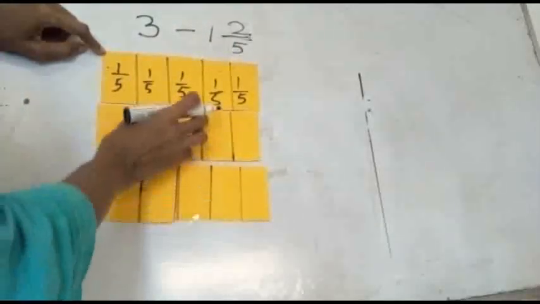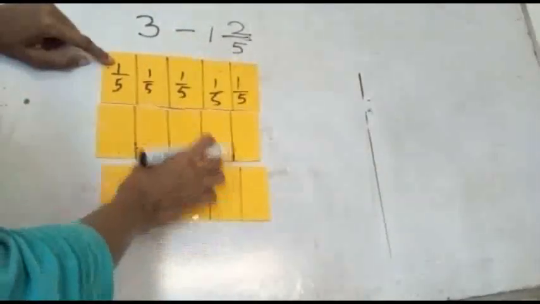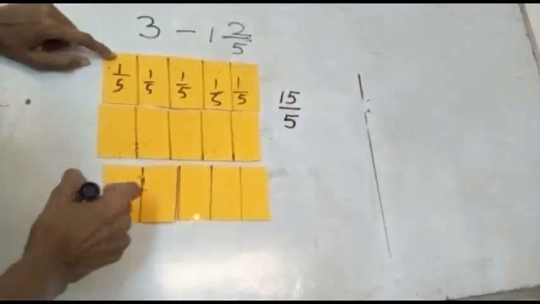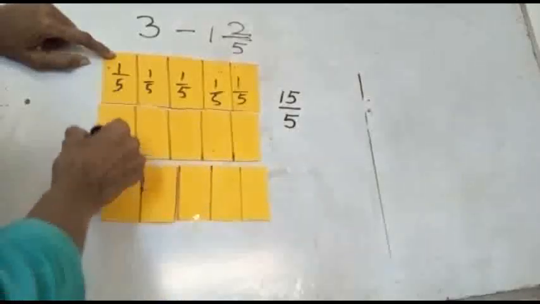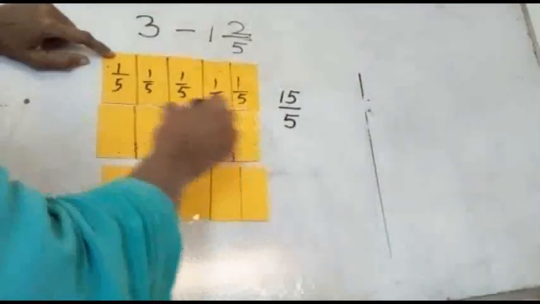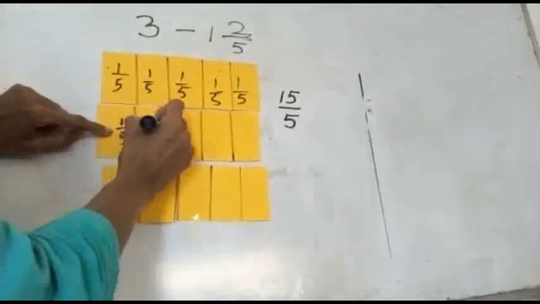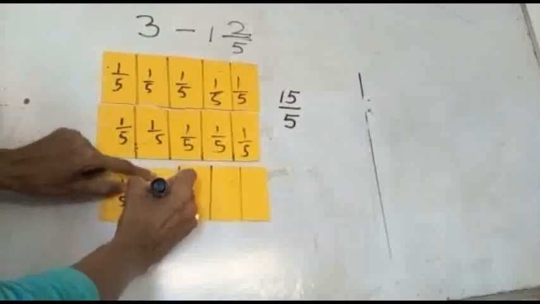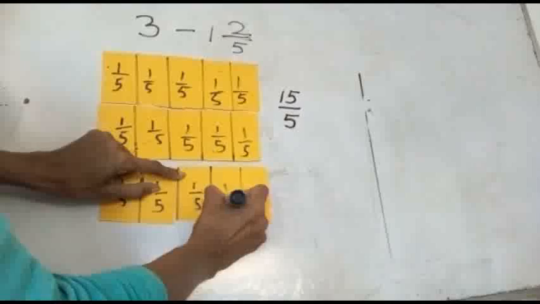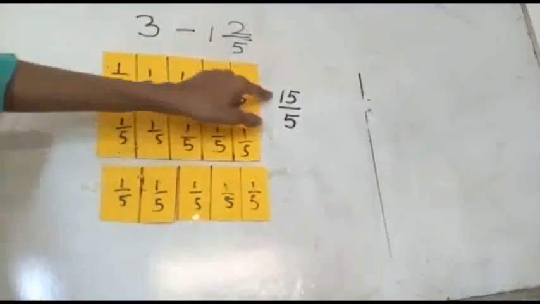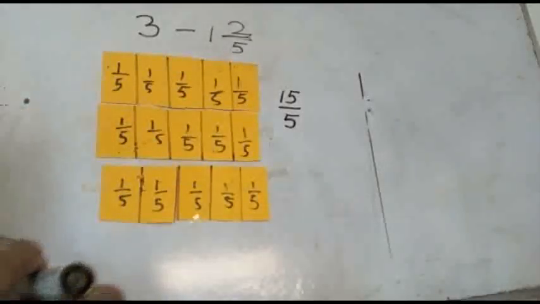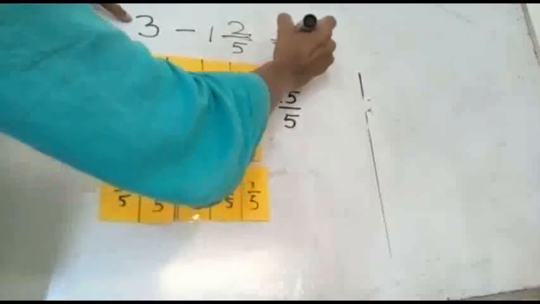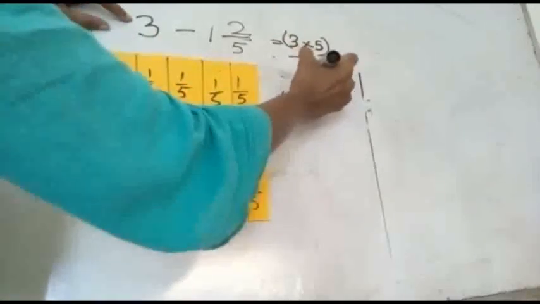Then here there are 3 units. 5 times 3 is equal to 15. 15 over 5. Here 5 times 1, 5 times 2 is 10, 5 times 3 is equal to 15. Another 5 times 1 fifth. 3 times 5 is equal to 15. 15 over 5. Here denominator is 5. 3 times 5 over 5.